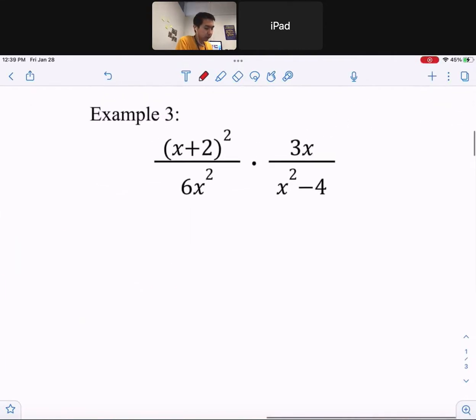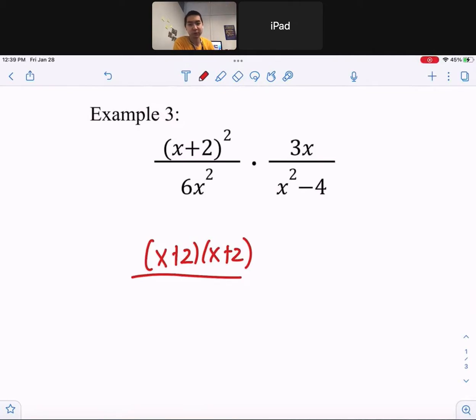Example 3. Okay. So if you forgot, x plus 2 to the second is really x plus 2 times itself, right? It's x plus 2 times itself. So we can solve that out, and hold on one sec.